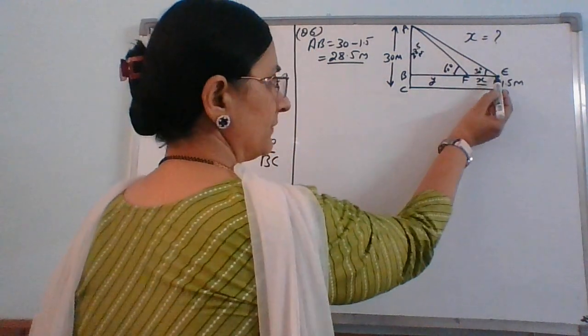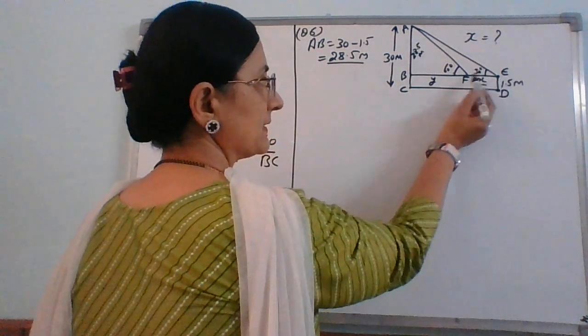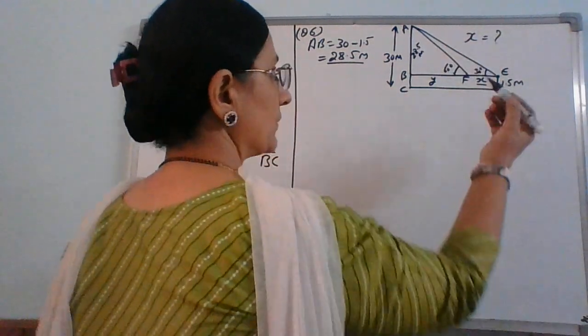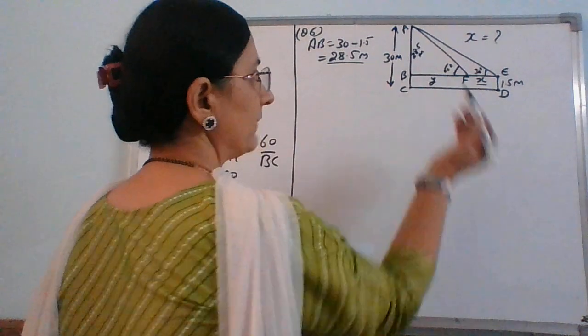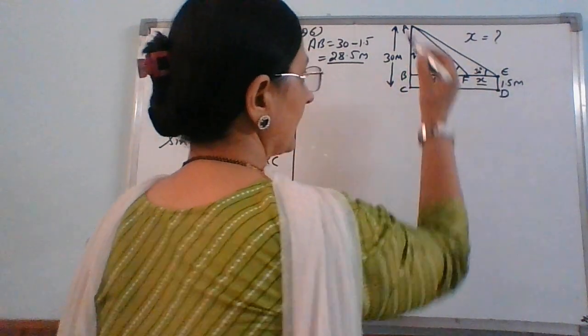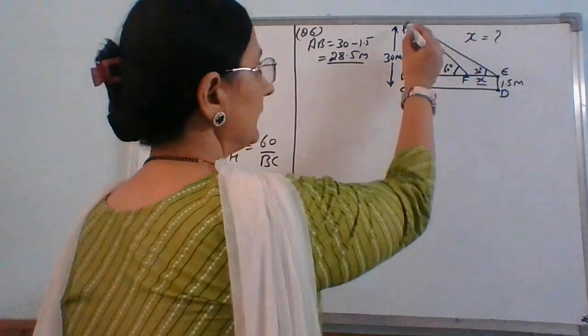Now here we have to find this distance. The distance the boy has covered from here to here, that is x, and that we are supposed to find out. So let this be x and let this be BF, y. So here we have to take this triangle and this triangle, meaning ABF and ABE.